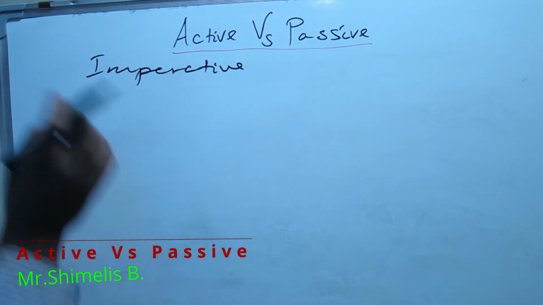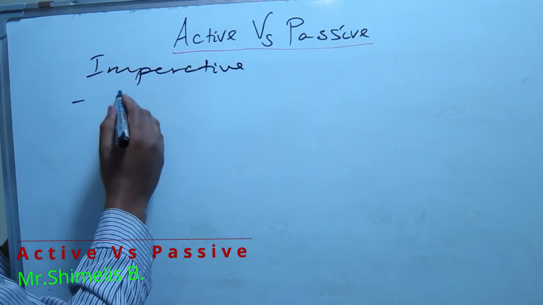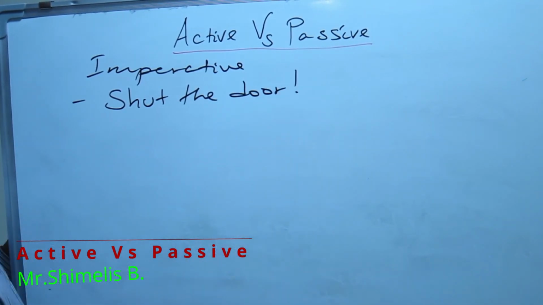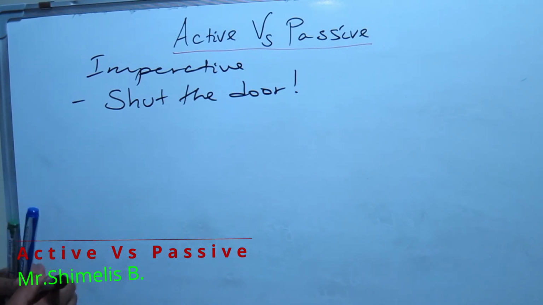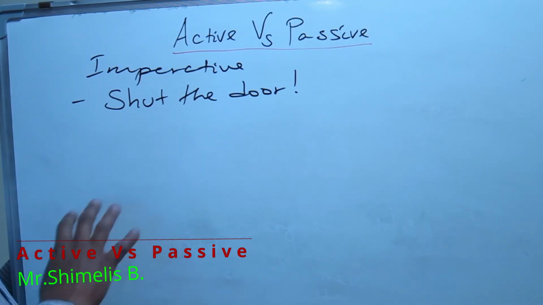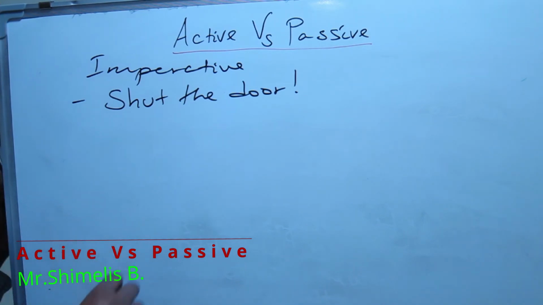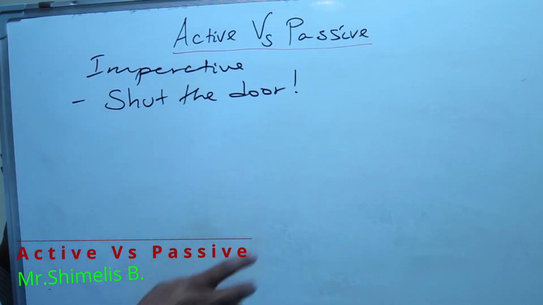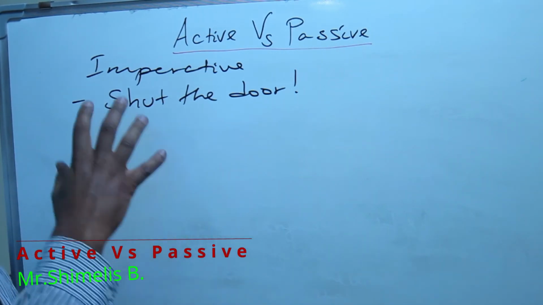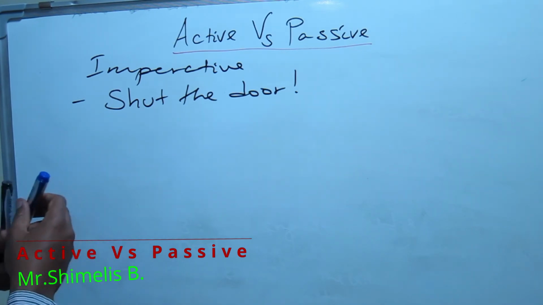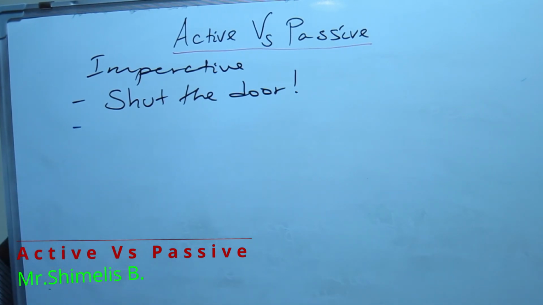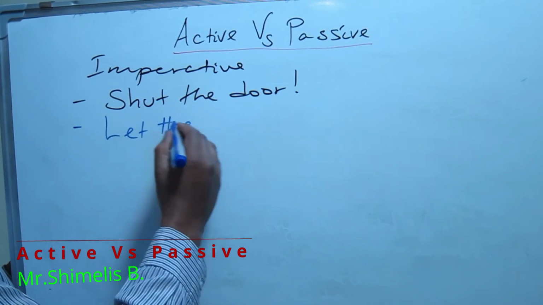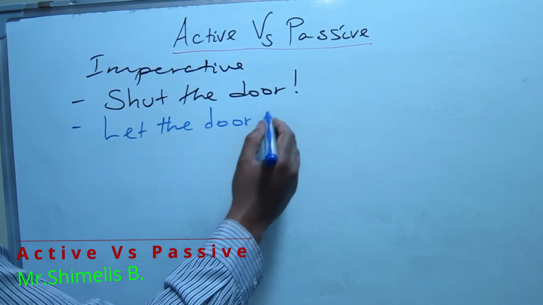Imperative sentence, an ordered sentence like this one: shut the door. So how do we change this to passive? As we know, the subject for imperative sentence is understood, that is, you shut the door. So you is the subject. It is obvious. We don't write it out or speak it out in oral communication because it is understood. So how do we change this to passive? We use the verb let to change this. So let the door be shut.